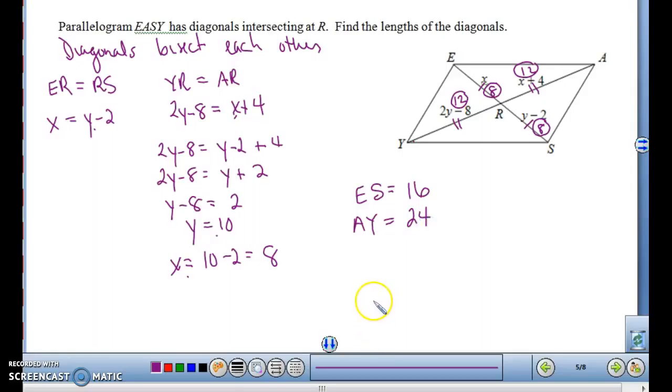So our last theorem about the properties of parallelograms, besides the opposite sides equal, opposite sides parallel, opposite angles congruent, and consecutive angles are supplementary, we also know that the diagonals bisect each other. And we can use that theorem to help us solve different problems about parallelograms.